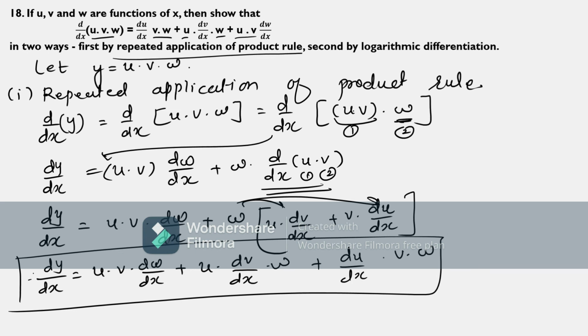Actually, this kind of question is not going to be asked as your paper will be MCQ, but since we are doing it, we should know the method. This way we can make groups and apply the product rule repeatedly.